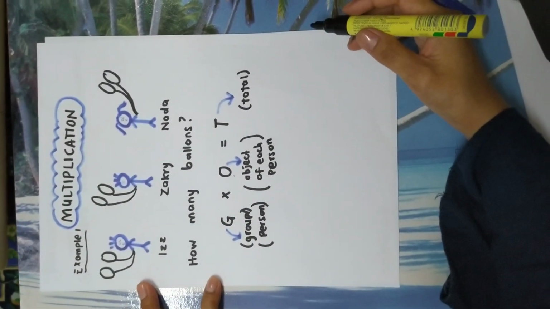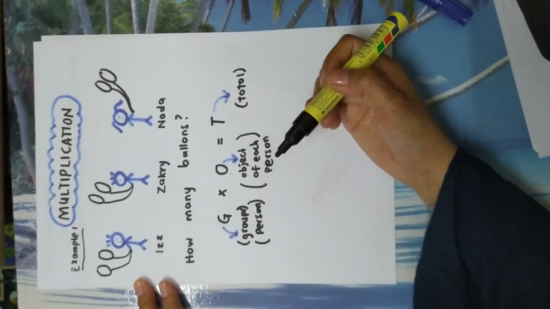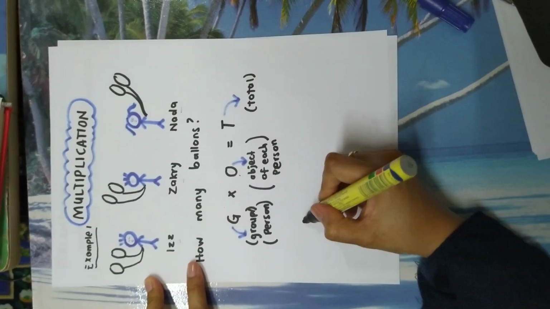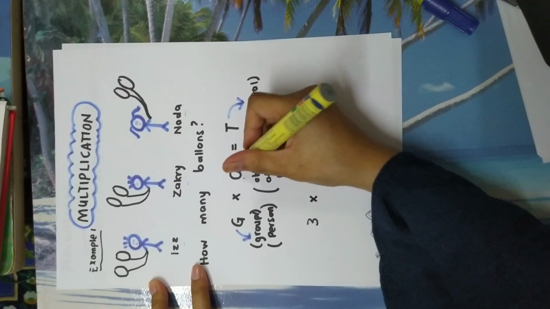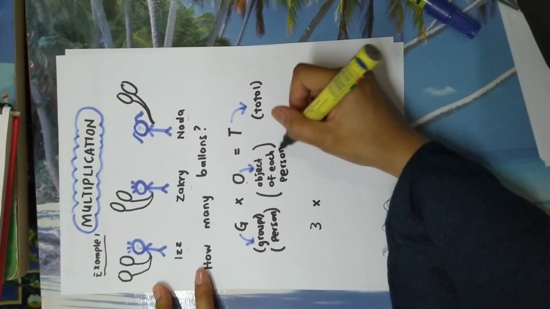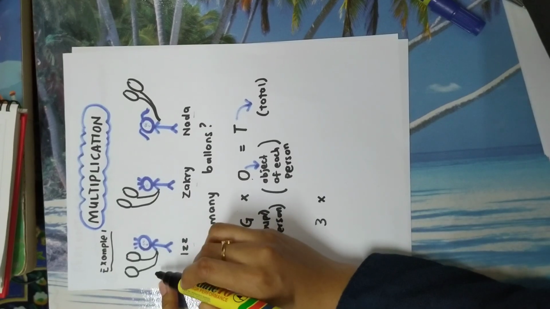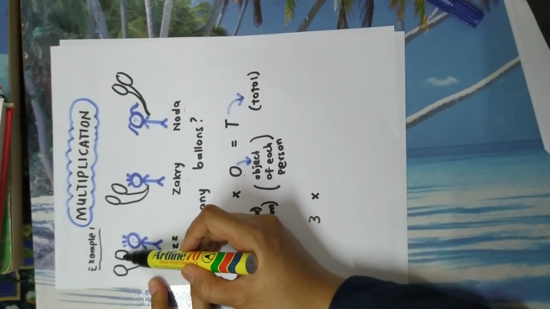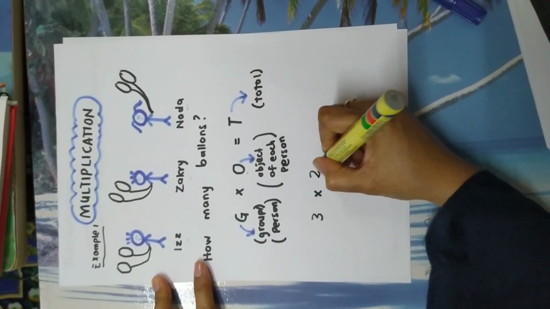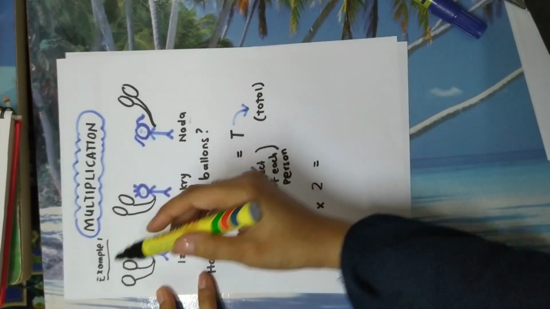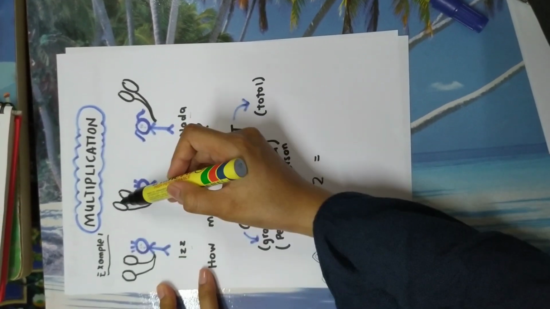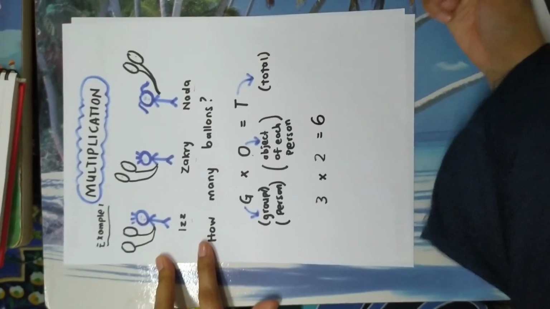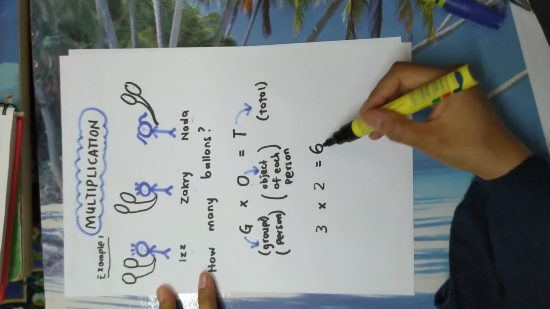Okay, next. Person. How many persons here? Is, Zakri, and Nada. So 3 times object of each person. So each person has what object? Balloons. Object here is balloon. So how many objects? 2 balloons. So times 2 equal to total. So count the balloons. 1, 2, 3, 4, 5, 6. So the answer is 6. So 3 times 2 equal to 6.